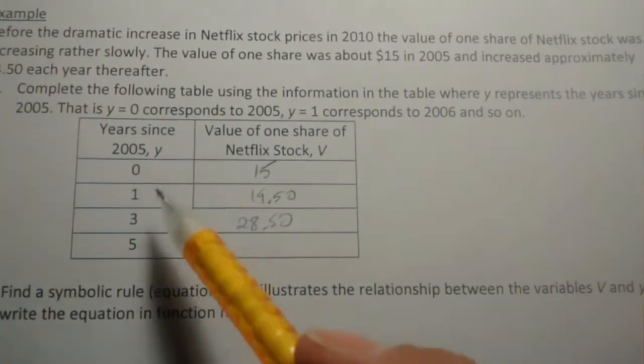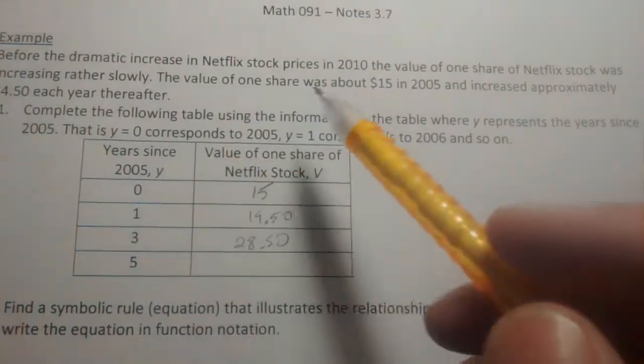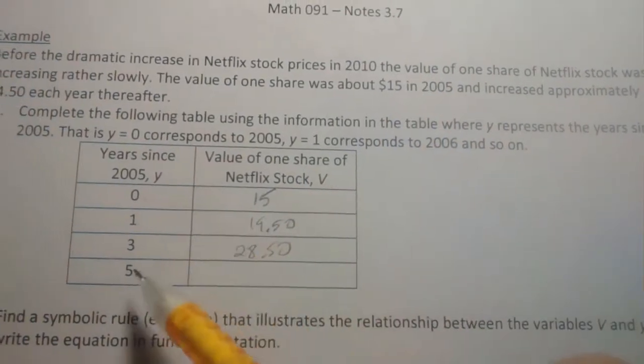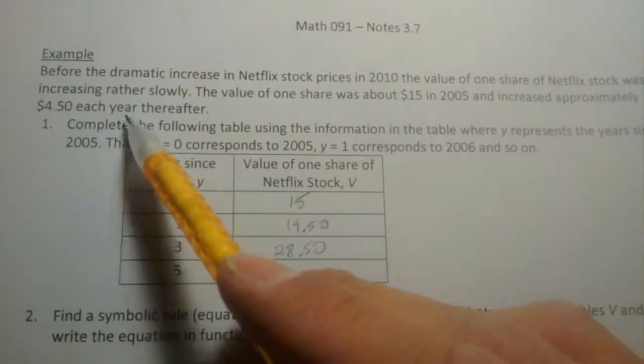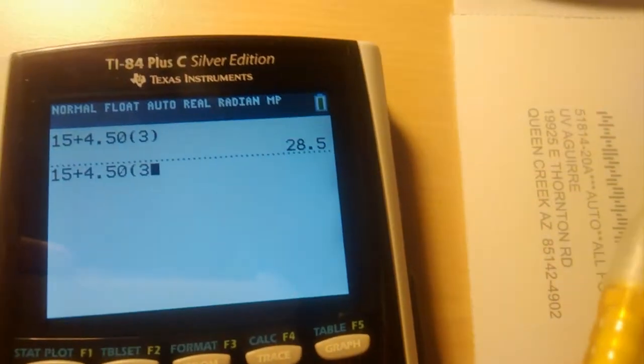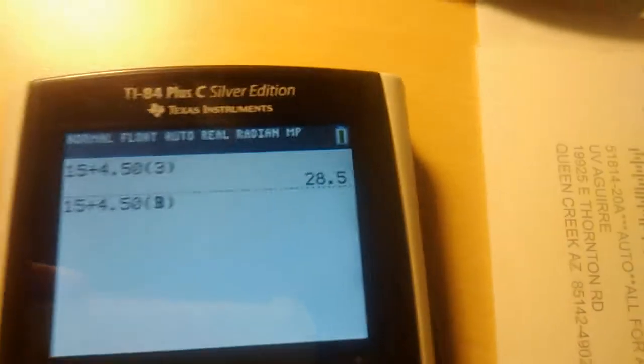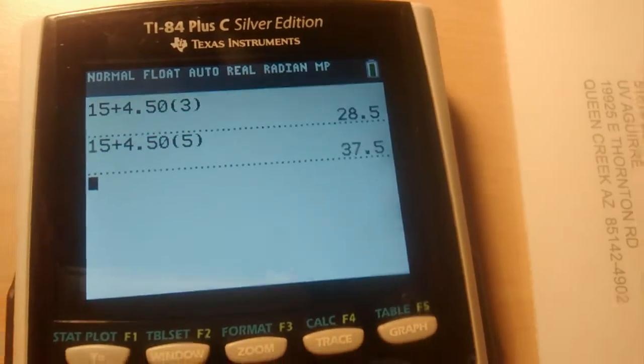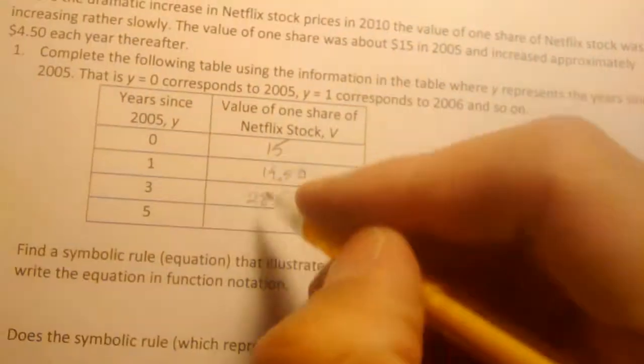And then 5 years after 05 would be again $15 and then 5 of those because it goes up each year. So I'm going to hit second enter and manipulate my previous entry, hit 5 there, so that's 3750.